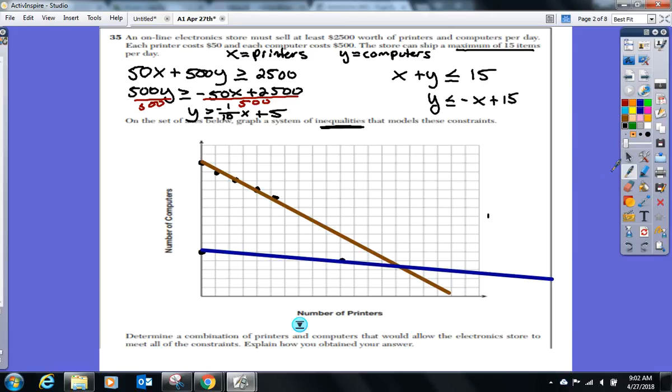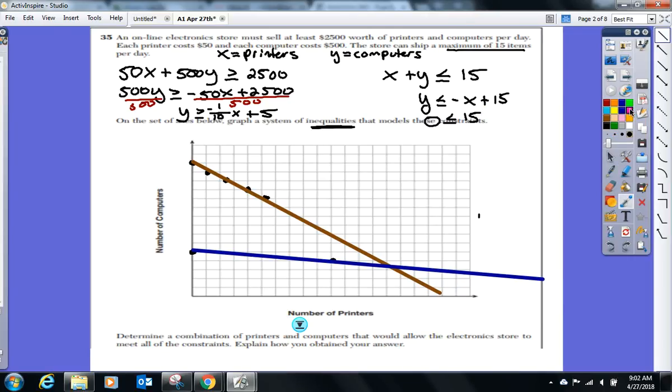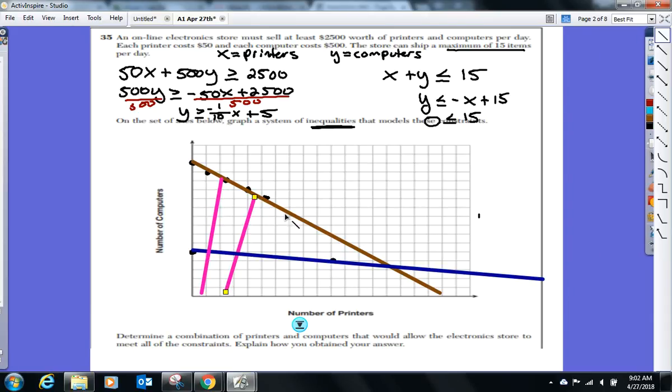I got to understand how you guys learn this part. So you guys tested a point. Okay, that's fine. So let's test 0, 0. Is 0 less than or equal to 15? Is that a true statement? Yes, so I want to shade toward 0, 0 with this brown line here. You're allowed to use colored pencils on the Regents exam for something like this. So I'm going to shade below that line.